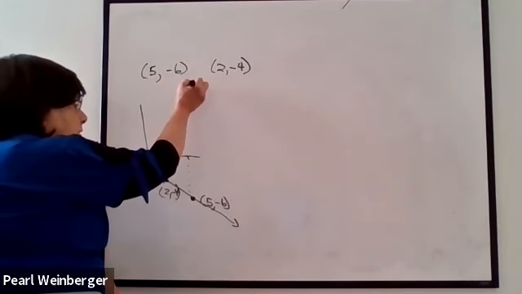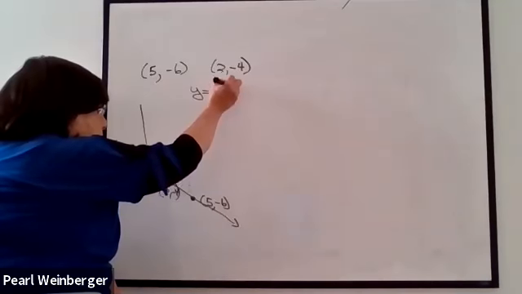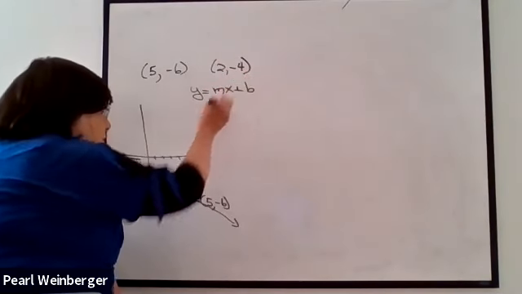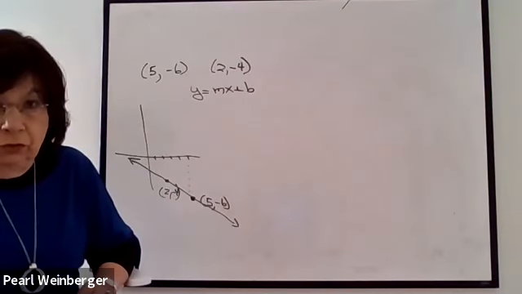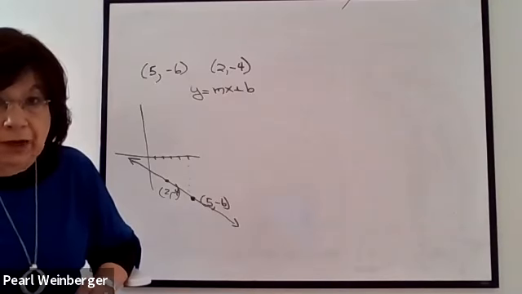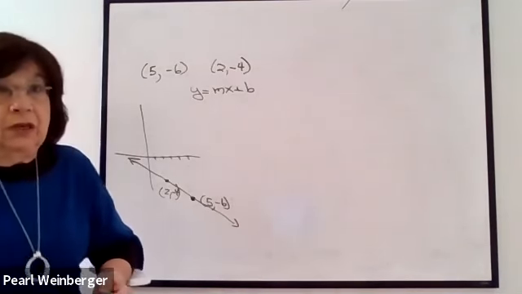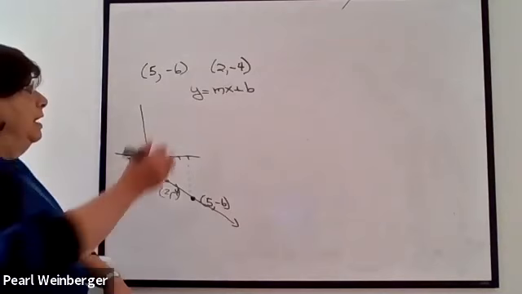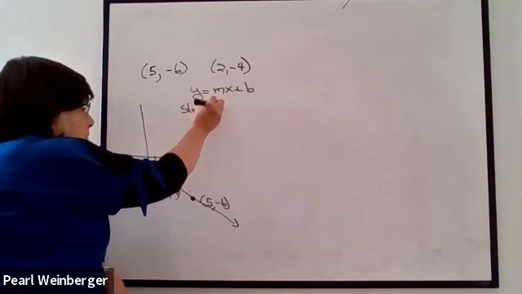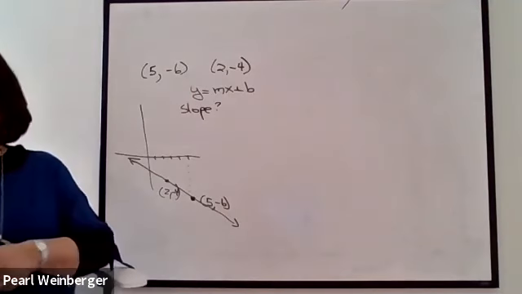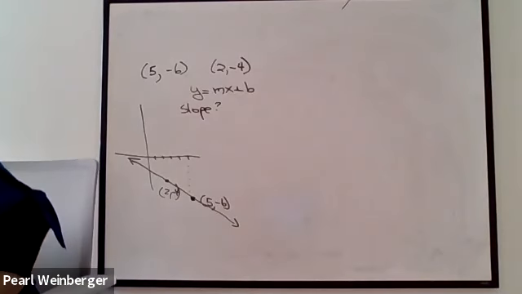Okay, the first thing is, whatever we're going to do, we're going to look for our lines in the slope-intercept form. We're going to write the lines in y equals mx plus b form. And what I want you to do is remember how to find the slope of the line. What is the slope of the line? Remember, there's a slope formula. I'm going to give you a few minutes to do this while I take attendance.